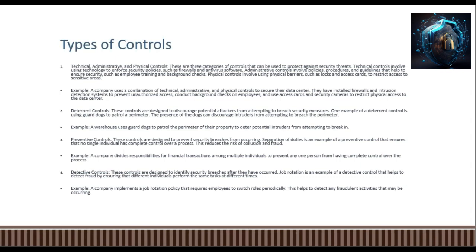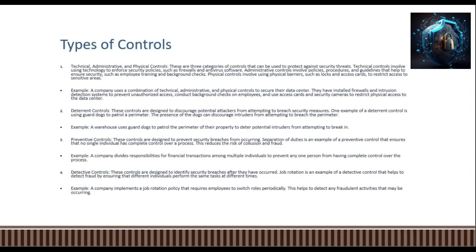Preventive controls. These controls are designed to prevent security breaches from occurring. Separation of duties is an example of a preventive control that ensures that no single individual has complete control over a process. This reduces the risk of collusion and fraud. Example, a company divides responsibilities for financial transactions among multiple individuals to prevent any one person from having complete control over the process.